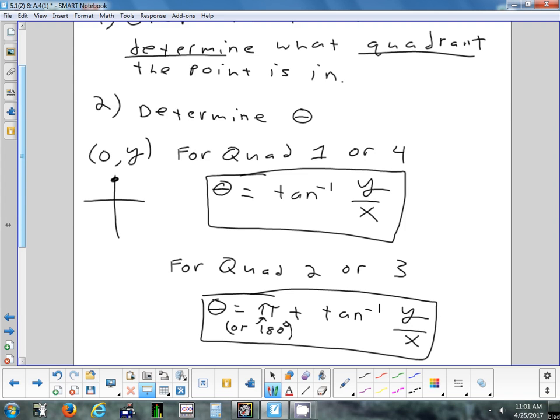If you're on an axis, you have to memorize these 4 numbers: 0, 90, 180, or 270. It's one of those answers. If you're up, it's 90. Left is 180. If your coordinate is down, it's 270. And if it's right, it's 0.